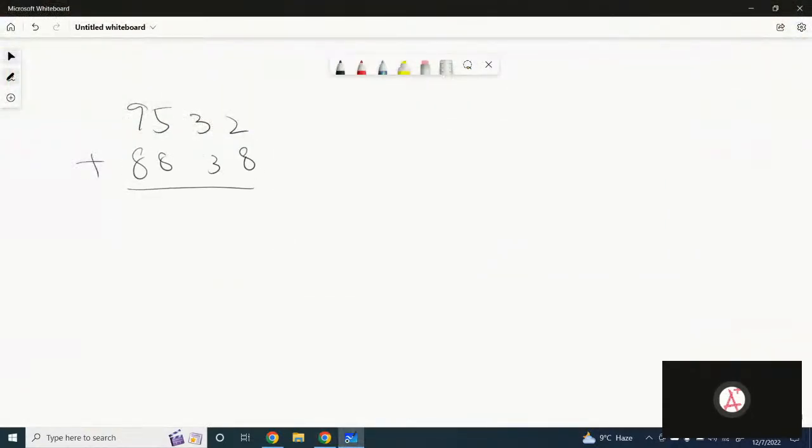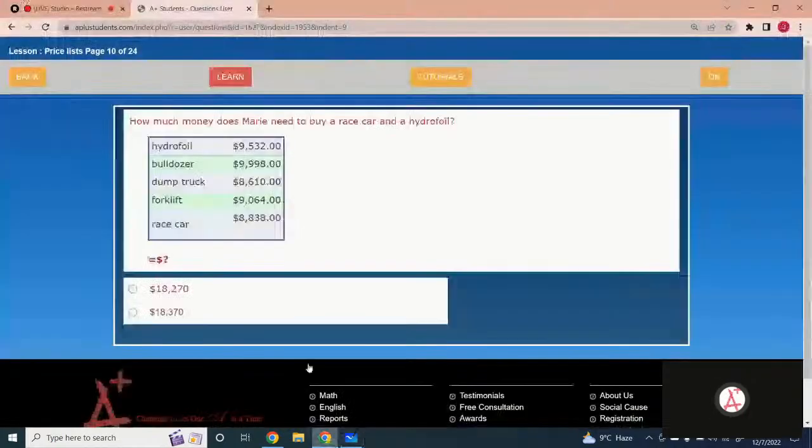So it would be 8 and 2, 10, 0 and 1 carry. It would be 7, 8 and 5, 13, 3 and 1 carry. 10 and 8, 18. It would be $18,370 needed to buy the race car and the hydrofoil. Got it? 18,370. That is the correct option.